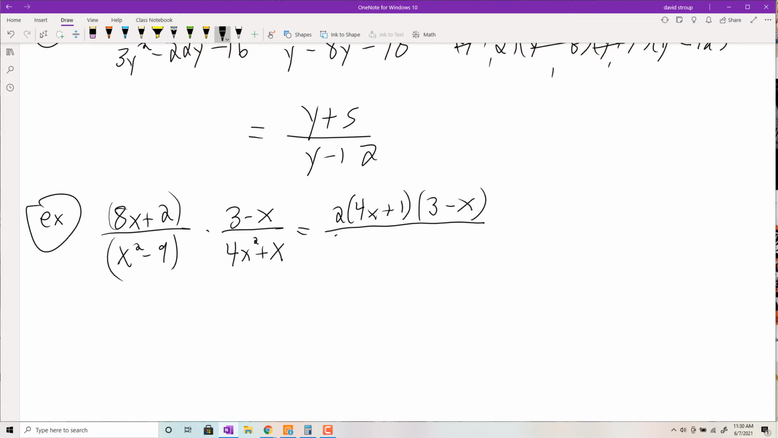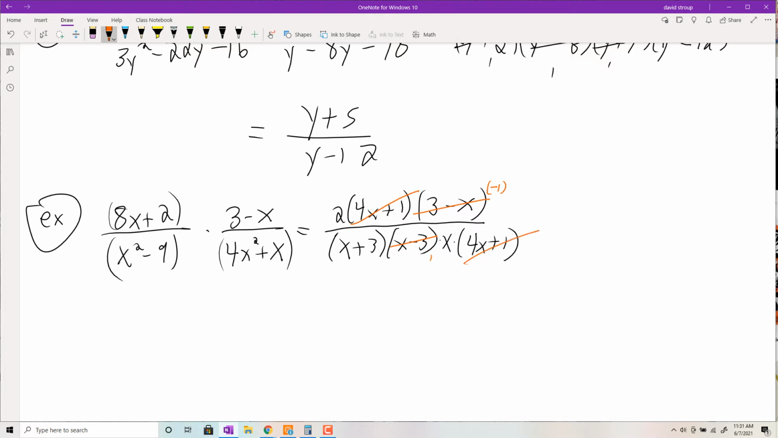This x squared minus 9 is a difference of squares, so x plus 3, x minus 3. And then this 4x squared plus x, I can factor out an x. And I get 4x plus 1. Okay. And then I can start removing common factors. There's opposites here. So the 3 minus x and the x minus 3. And don't forget, when you remove opposites, you got to replace one of them with a -1.